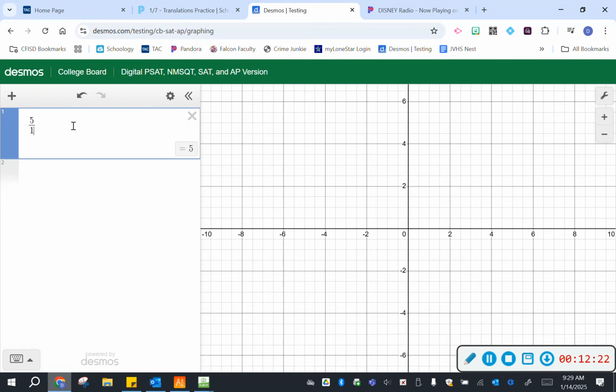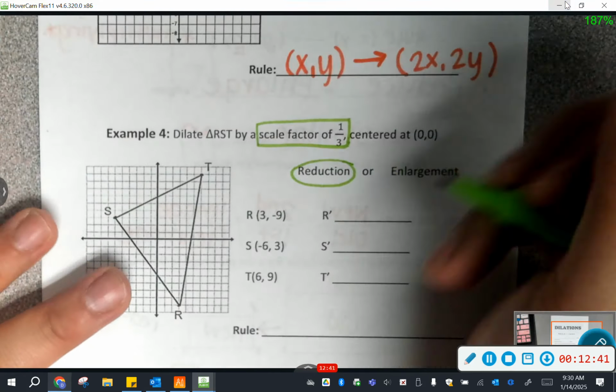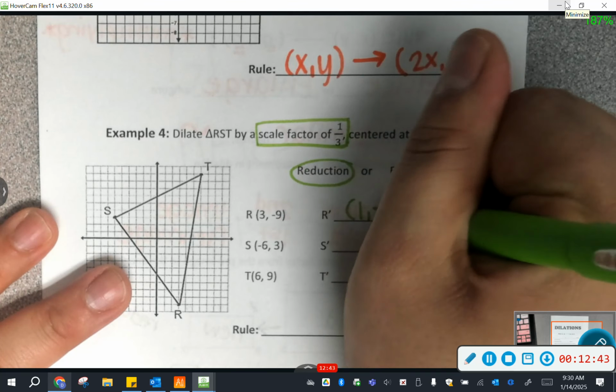If you don't know how to do that in your head, you can do 1/3 with parentheses. What's 1/3 times 3? What's 1/3 times -9? And do you see how it just gives you the answer right there? So you can do that in Desmos if you don't know how to do that in your head. So my answer is 1, -3.